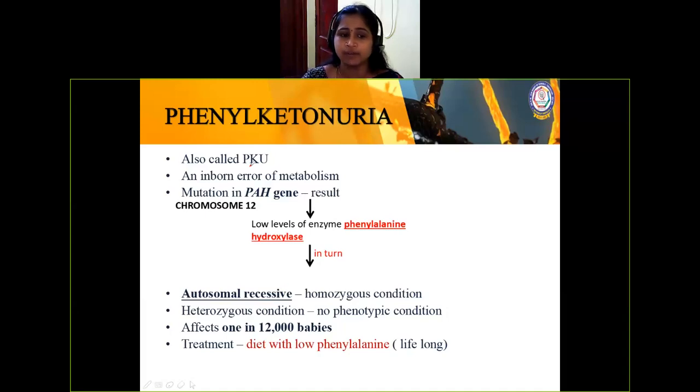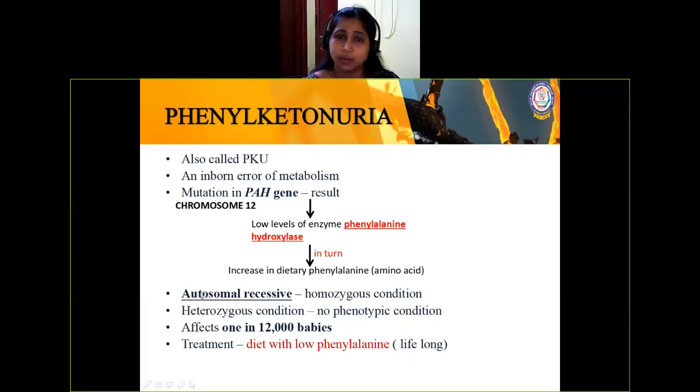So, a low level of enzyme. What enzyme is it? Phenylalanine hydroxylase. That enzyme will be reduced. In turn, it leads to increased dietary phenylalanine, which is an amino acid. So what are the features? It is autosomal recessive.